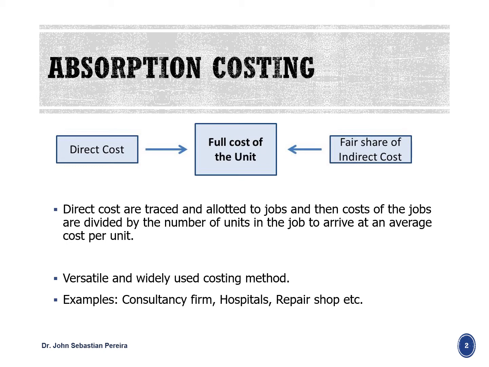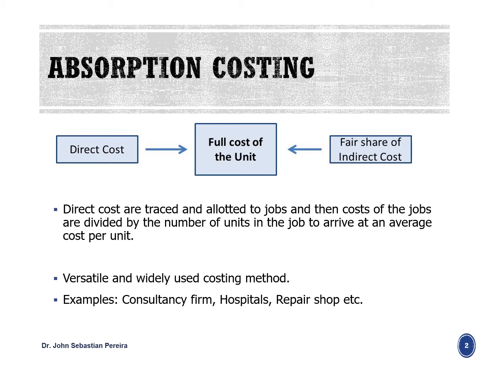Absorption costing, or sometimes referred to as the full costing method, is a method of allocating cost to a job unit by taking into consideration both the direct cost as well as a fair share of the indirect costs associated with servicing that particular job unit. It is a widely used method of allocating cost also because it is mandated by the generally accepted accounting principles for external reporting.